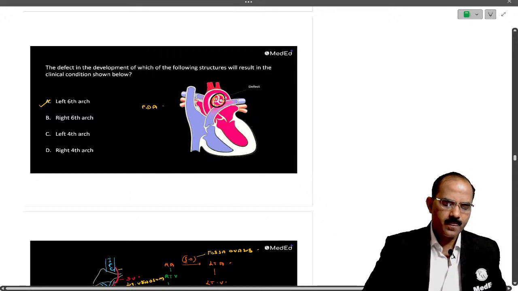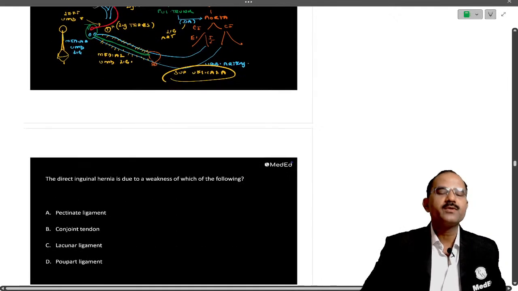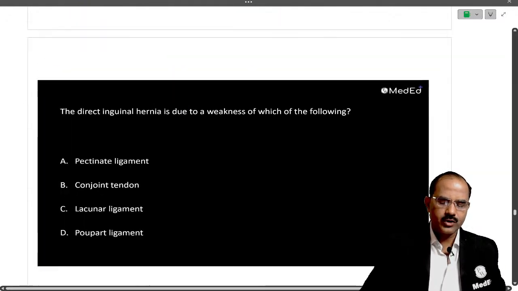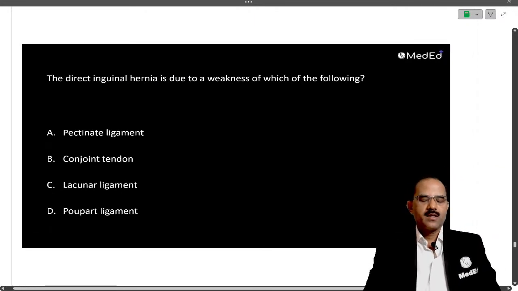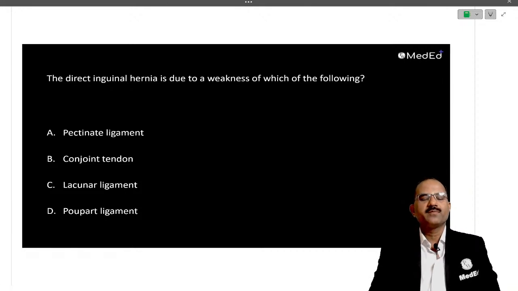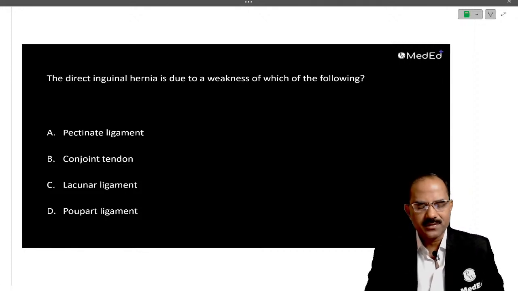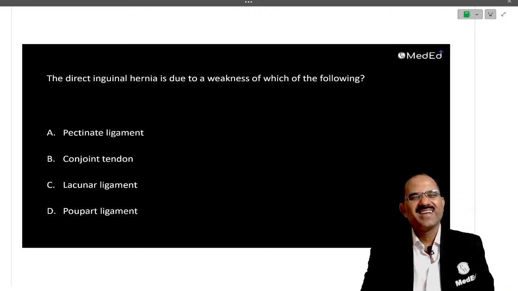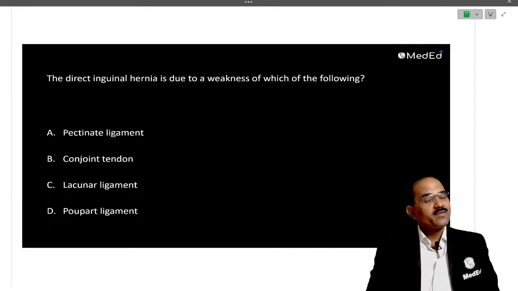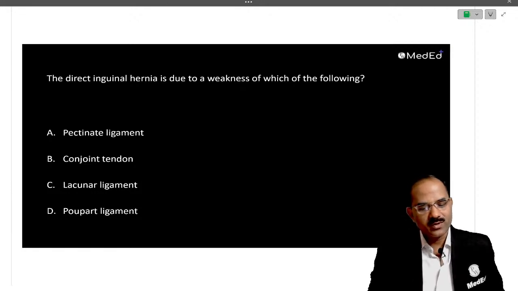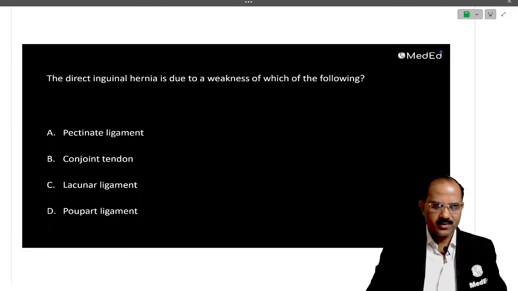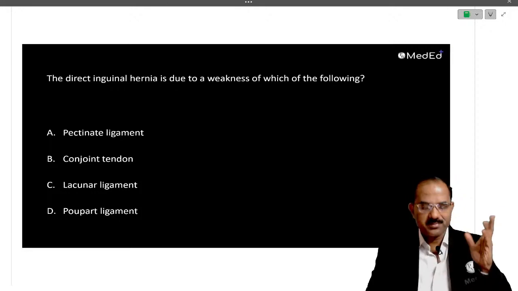Okay, fine. I'll proceed to the next MCQ. Answer this. The direct inguinal hernia is due to weakness of which of the following? This is an easy MCQ. You must be knowing this. Come on, answer this. That was a very important MCQ. See, I'm trying to focus on the important topics, otherwise the other topics you might be knowing, so topics which you may be finding difficult.